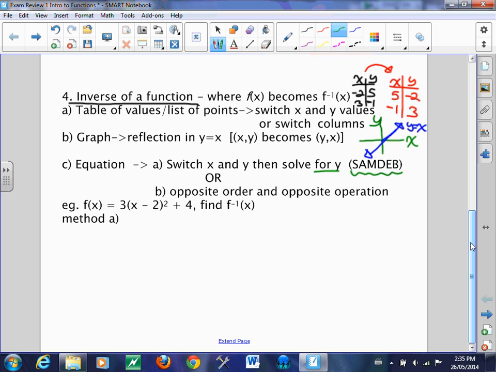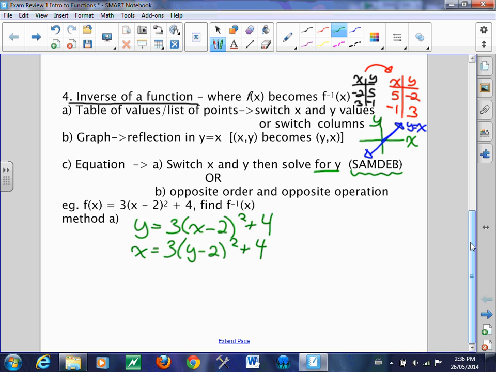Okay, so let's start with method 1. Okay, so I'm going to just rewrite. You can change f at x to y because it's easier for you. Don't forget that. Okay, so method 1, switch x and y. So it's going to be x equals 3 times y minus 2 squared plus 4. Okay, and then it says to solve for y. Okay, so we eventually want to get y by itself. We've got to work backwards. So instead of doing exponents first, we're doing exponents last, okay? Or brackets last. So we're going to be taking a look at the addition and subtraction.